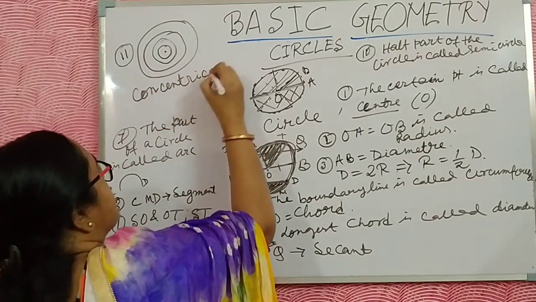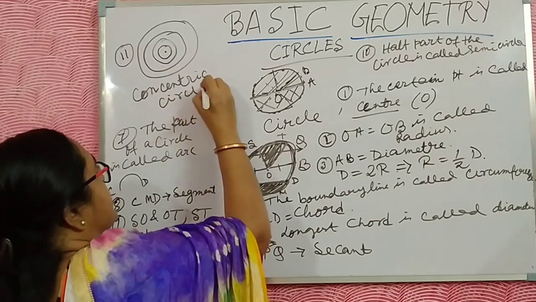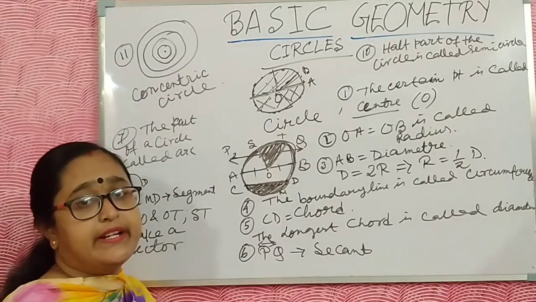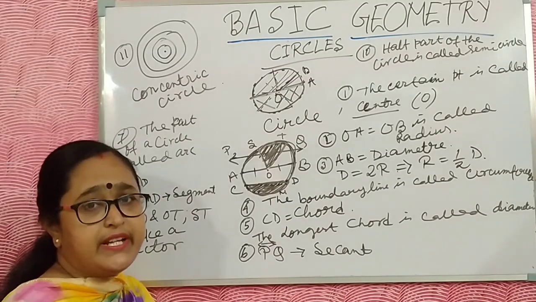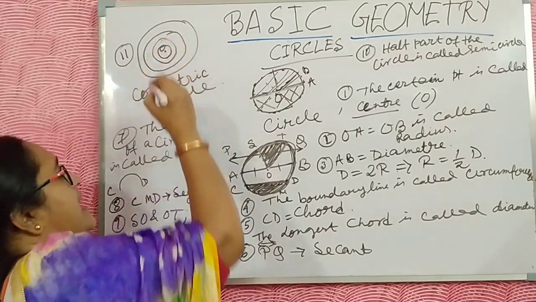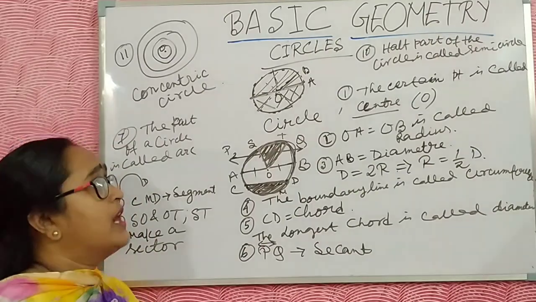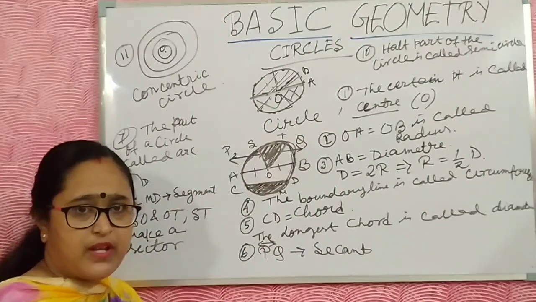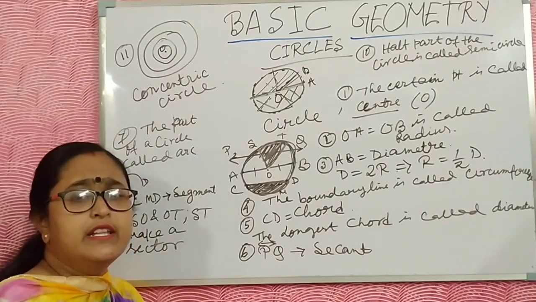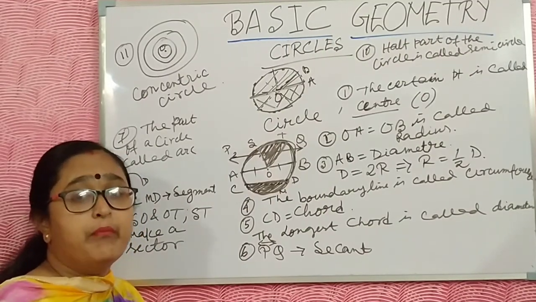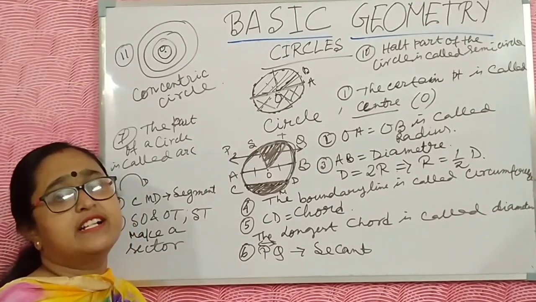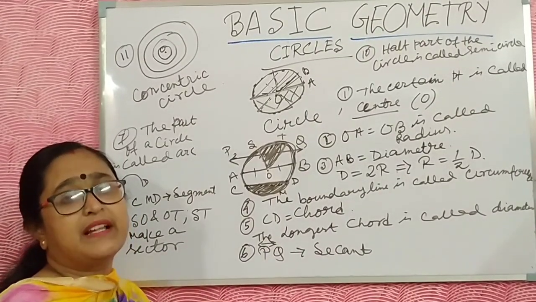Concentric circles: a group of circles having the same center is called concentric circles. Before going to the next part, all the students please write this down. This is a very important thing in the whole life where you use mathematics. Basic geometry is a very essential topic in the whole of mathematics.